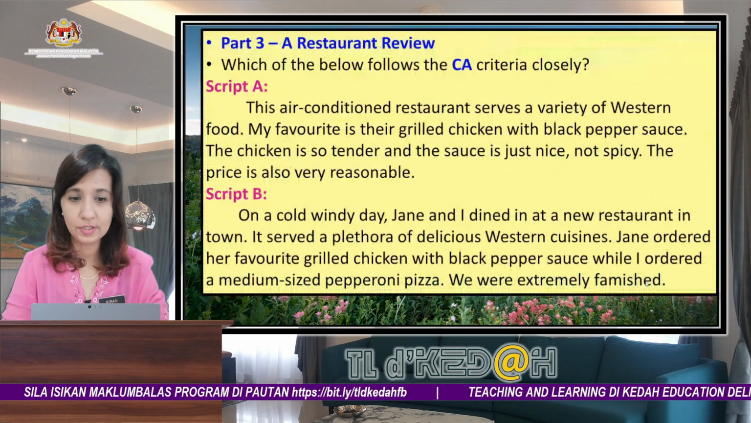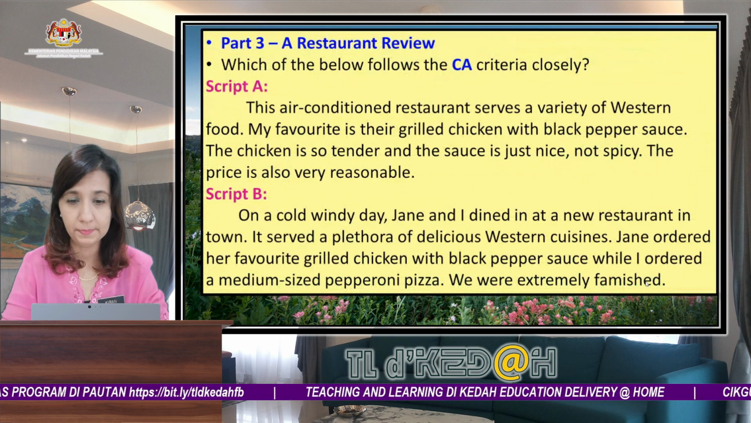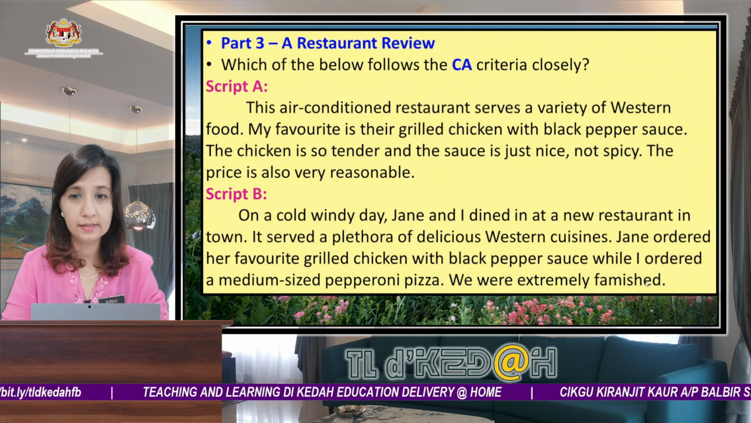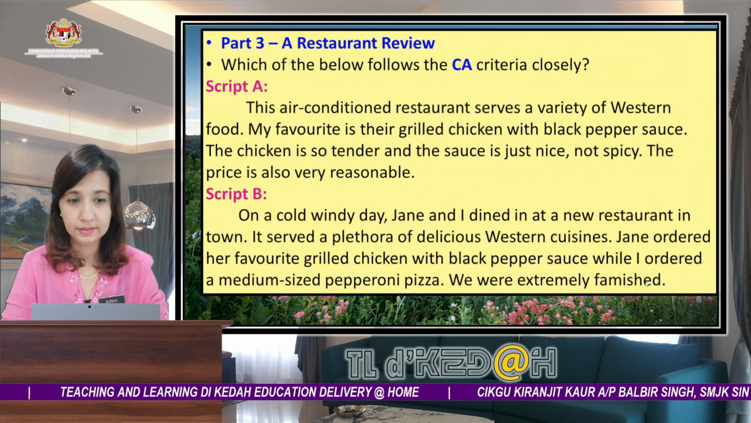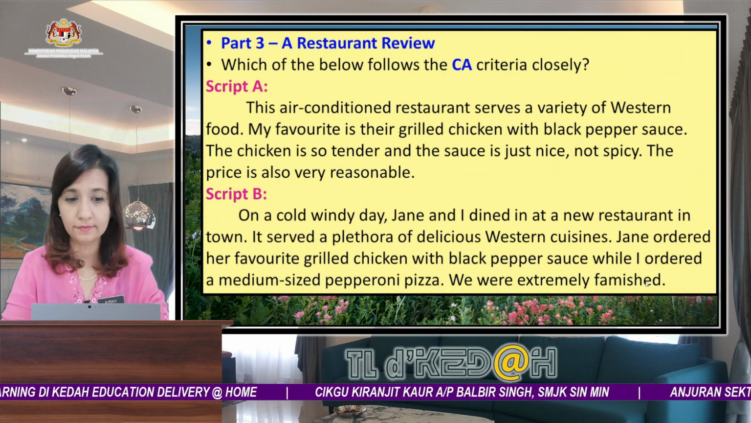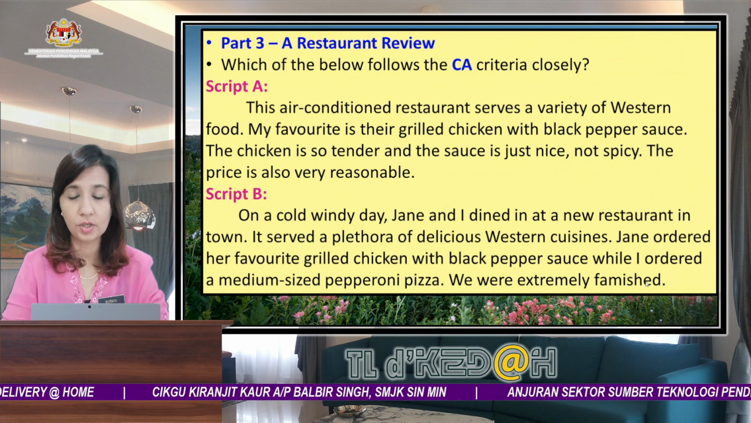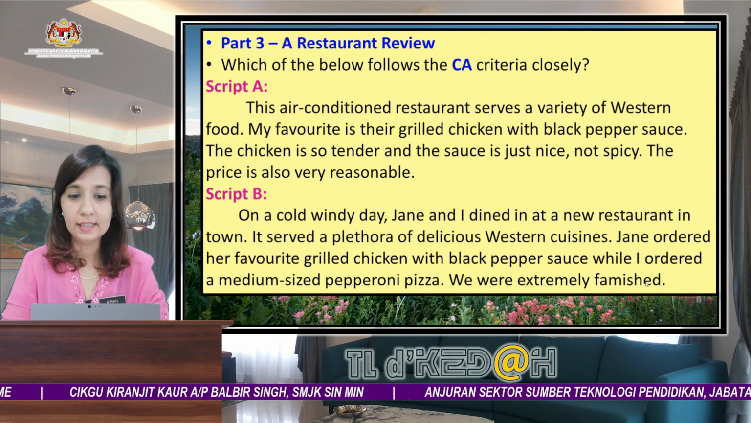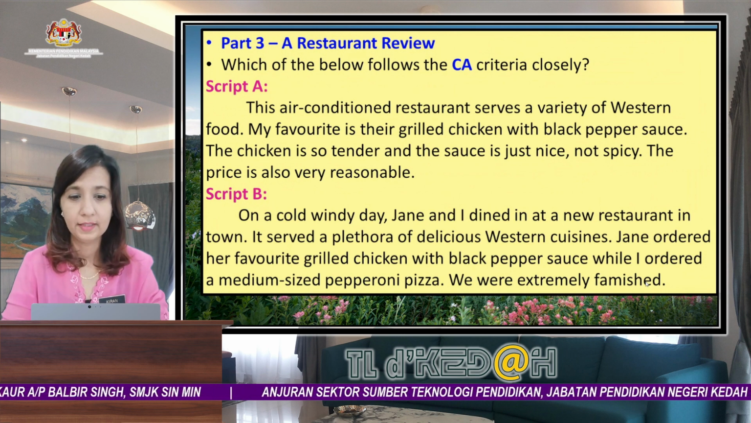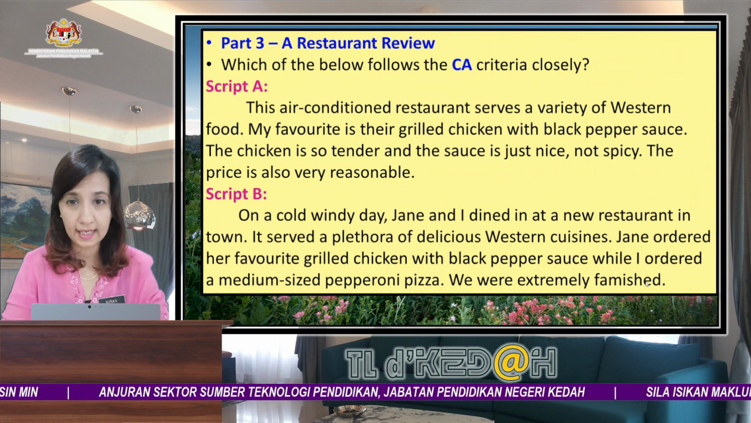Okay, let's look at this example. It's a restaurant review, so there are two scripts. Now let's look at the CA. Which one fulfills the CA criteria? Script A: The air-conditioned restaurant serves a variety of Western food. My favorite is their grilled chicken with black pepper sauce. Yum yum. The chicken is so tender and the sauce is just nice, not spicy. The price is also very reasonable. That is script A.